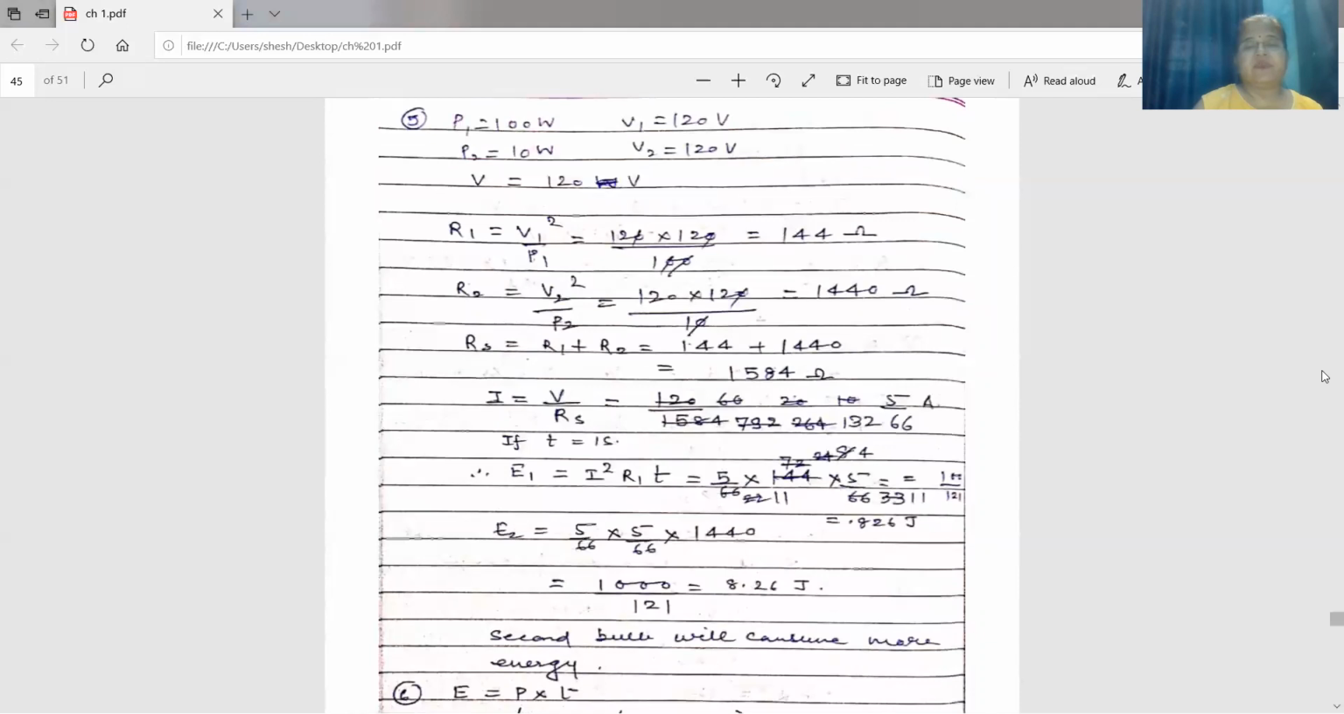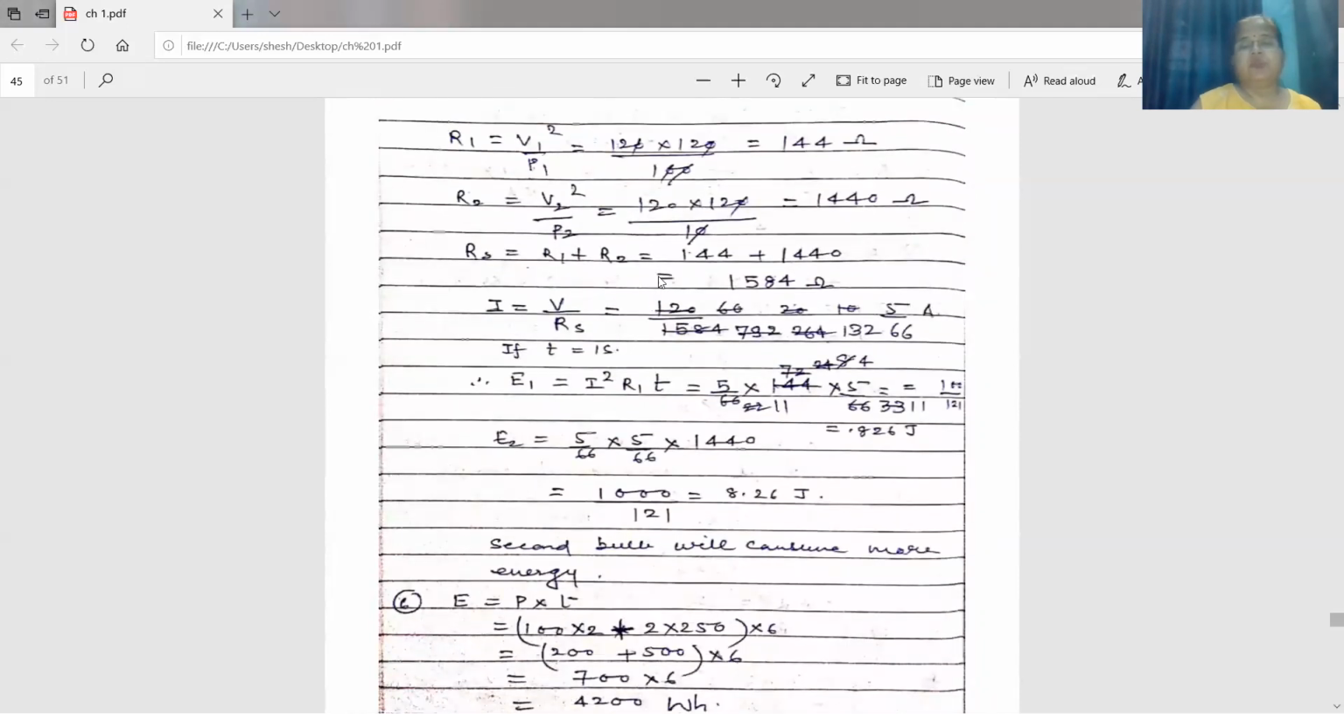Now total resistance of the circuit is R1 plus R2. So 144 plus 1440, you just add it. You will get 1584 ohm. Now find out the current. Current equals to V by Rs. V is 120. Rs is 1584. When you solve it, you are getting 5 by 66 ampere. This is the current in the circuit. Time is not given. Let it be 1 second. We have taken for both the case.